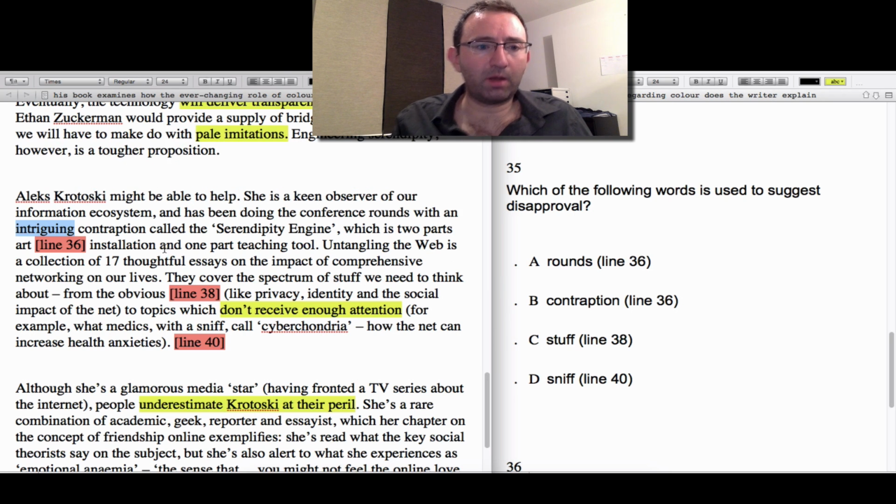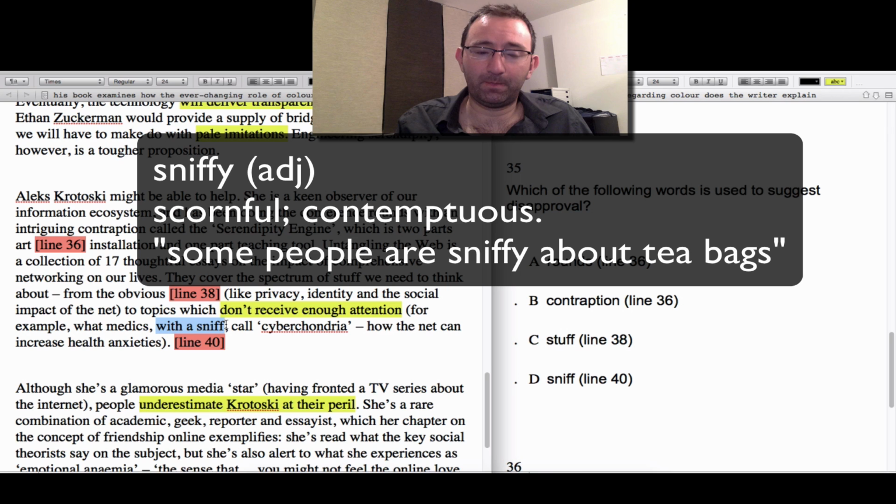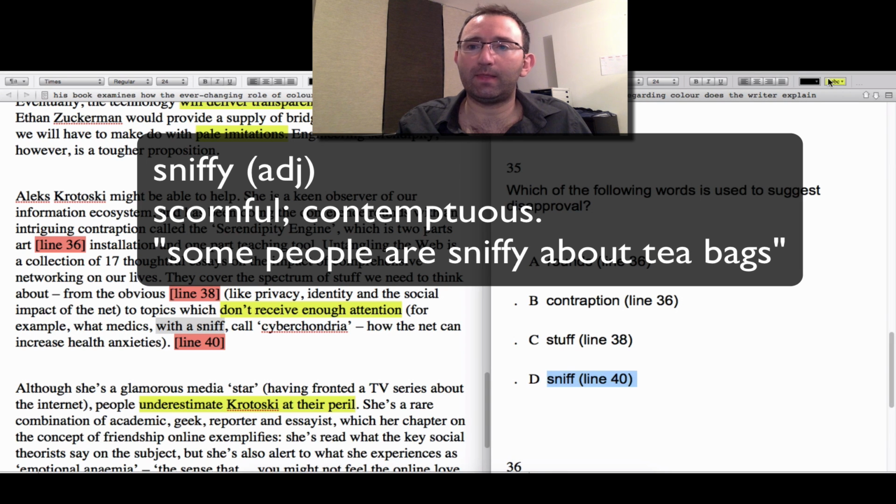The contraption is 2 parts art, 1 part teaching tool. Untangling the Web is a collection of essays. They cover the spectrum of stuff we need to think about. It's not very negative. From the obvious, privacy, to topics which don't receive enough attention. For example, what medics with a sniff call cyberchondria. Okay, that sniff is negative.